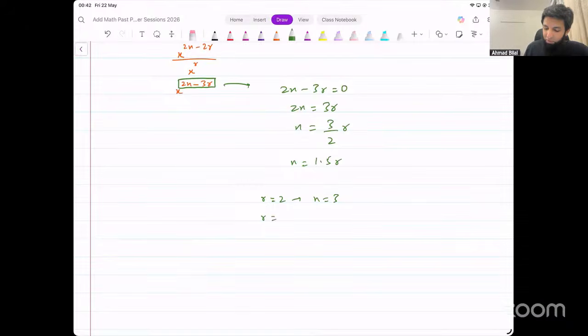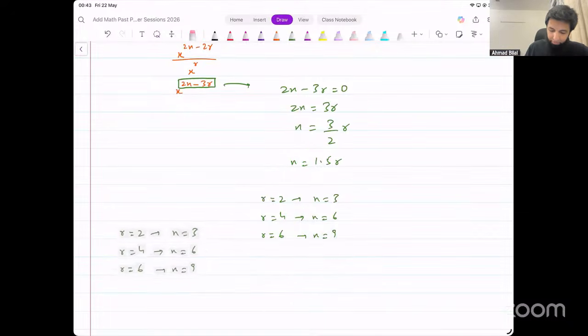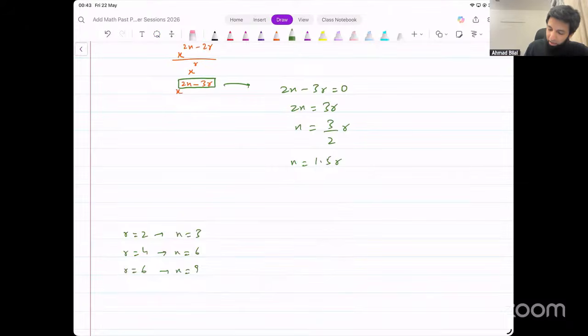If r is equal to 4, that is also possible. That gives you n equal to 6. If you put r equal to 6, that gives you n equal to 9. So since you have this relation, what that means is r must be an even number. Otherwise, n would not be an integer. r must be even for n to be an integer.